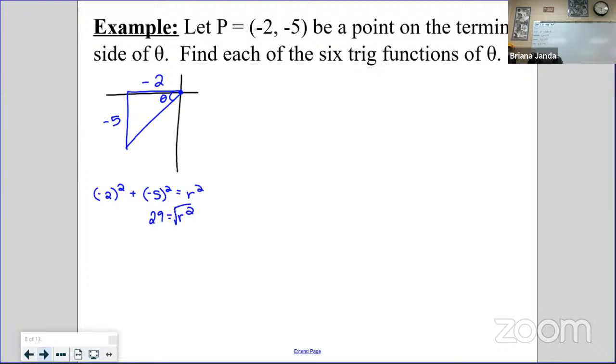We will always simplify these radicals. You will never get a decimal. However, there's no perfect square that goes into 29, so it doesn't simplify. It will just stay the square root of 29, positive because all hypotenuses are positive. Questions?